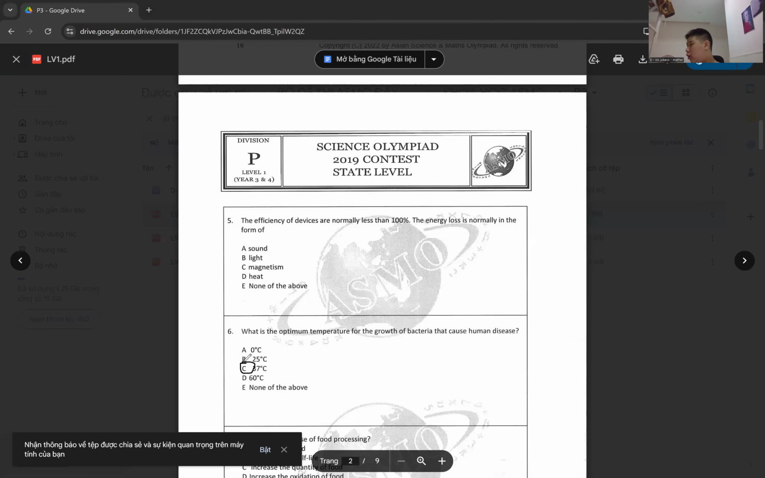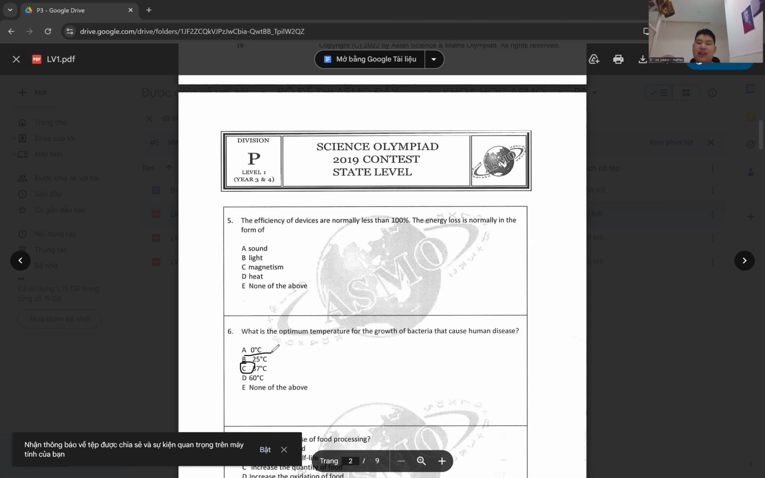Your body will stay at this. This is your average human body temperature. If I were to remember, it's 36 or 37, but I don't need to remember that. I just know that it is C because it is around the average temperature of the human body. And at that temperature, bacteria are able to grow way faster than at other temperatures.